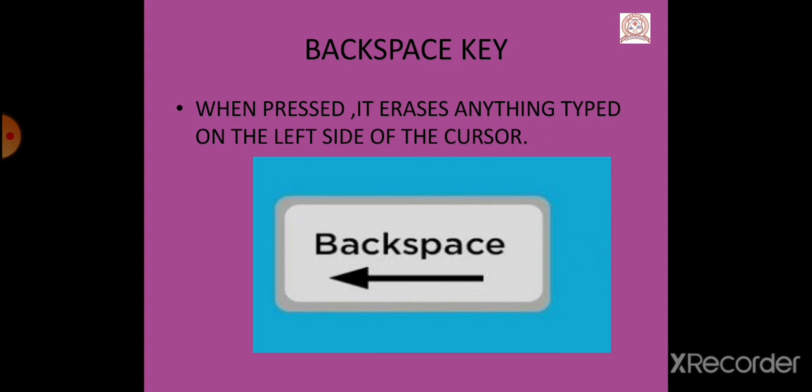For example, if you need to correct the spelling of computer, if we have written COMPUTER with a wrong spelling, then we have to keep the cursor on the second P which we have typed and then press the backspace key.